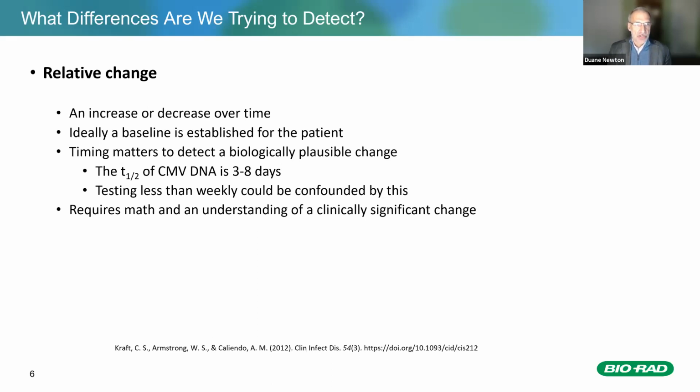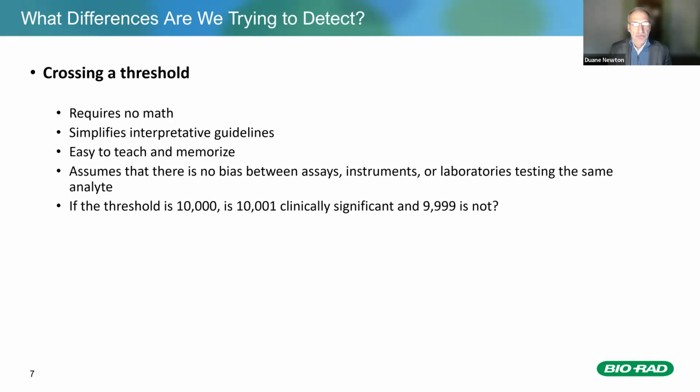One of the challenges with this approach, though, is that you have to use some math to determine how much of a change has happened and then apply that math to determine whether that's clinically significant. Another approach to take to determine that a difference has occurred is establishing a threshold. This one's a lot easier. It doesn't require any math. You just set a level. It simplifies the interpretive guidelines, and it is easy to teach and memorize for the clinicians that are using it.